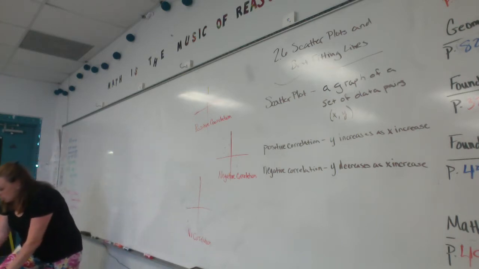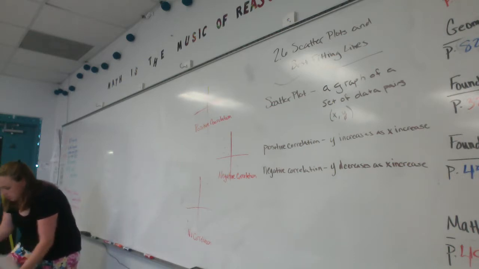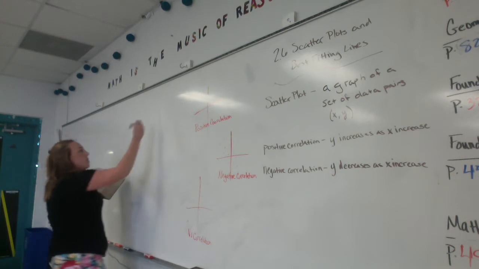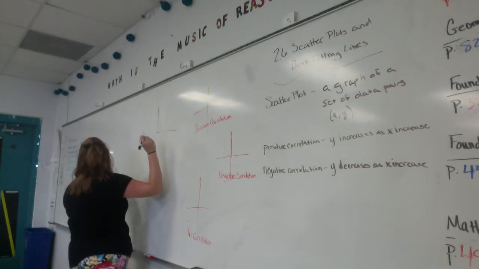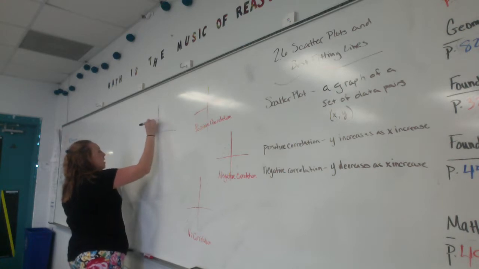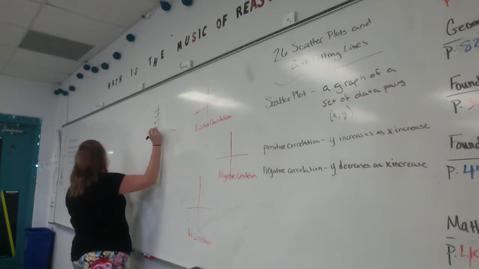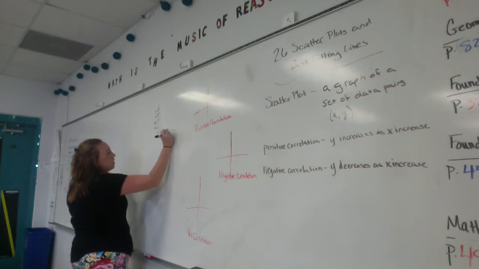Okay. So describe the correlation. Tonight you're going to have to look at some pictures and tell me what the correlation is. Let's say you have a graph that looks like this. And it's going to be 40, 80, 120, 160. And here we're going to go 40, 80, 120, 160, and we're going to go like this.